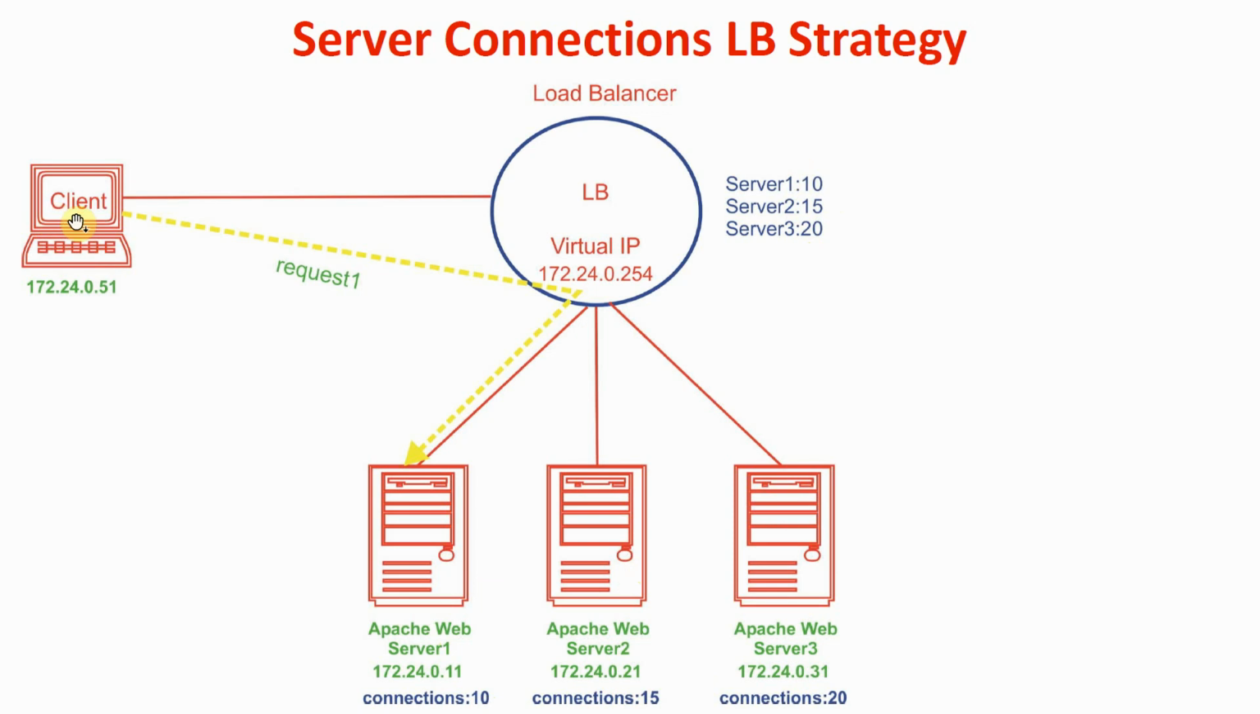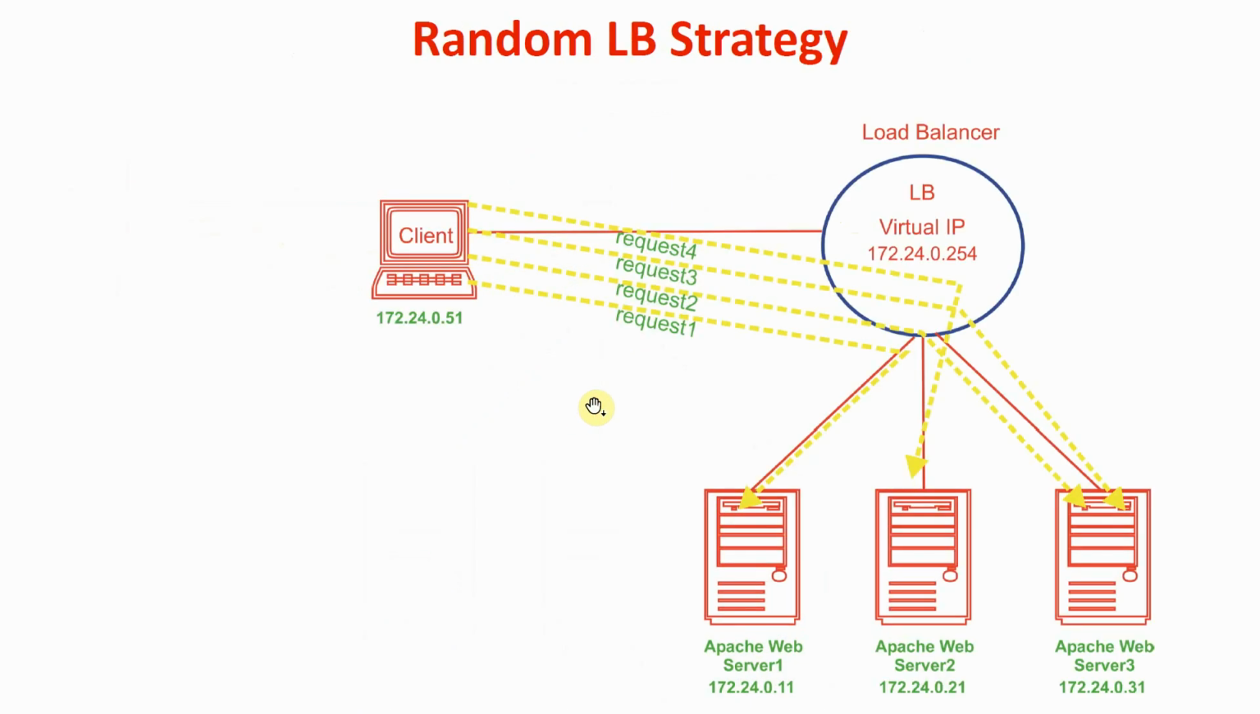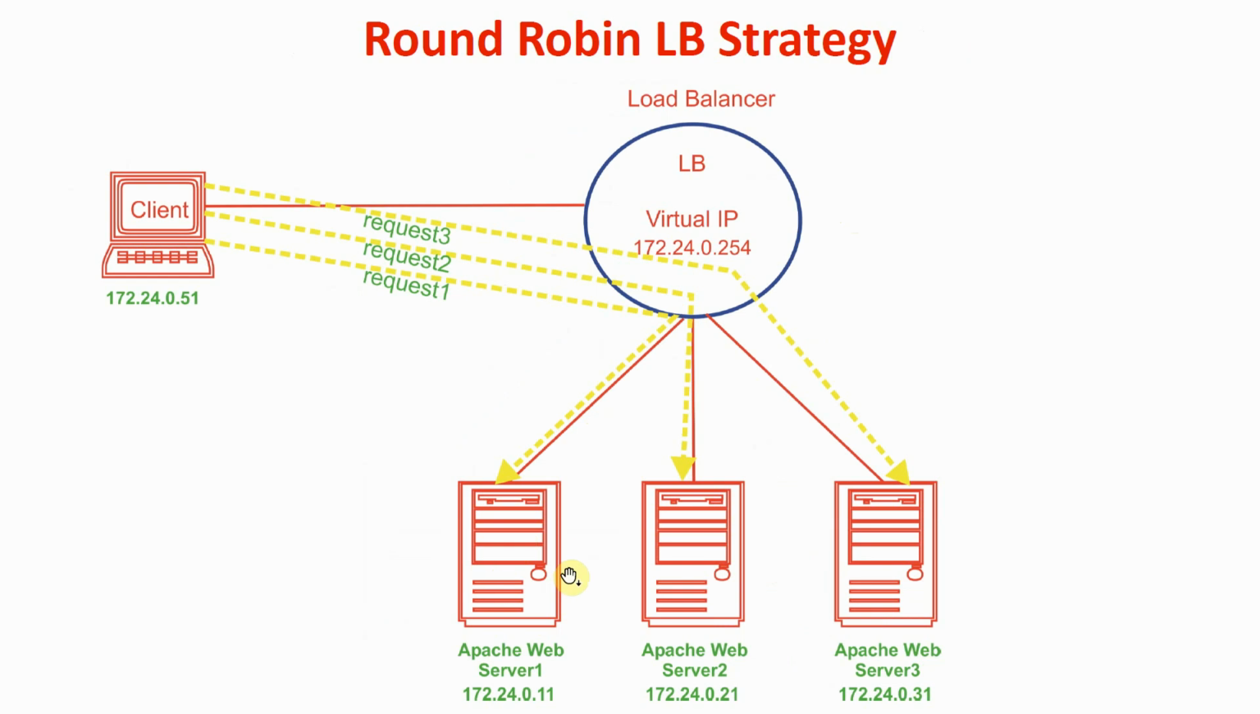Now when the next request comes, we are calling this request one, it will go to the least connected. That means it is 10, so it is going to go there. Now it will become 11. What is the benefit of this? In all other strategies, it does not keep in mind the load on the server. That means if the load is already, suppose, 50%, 30%, 20%, again it is going to send the request one here.